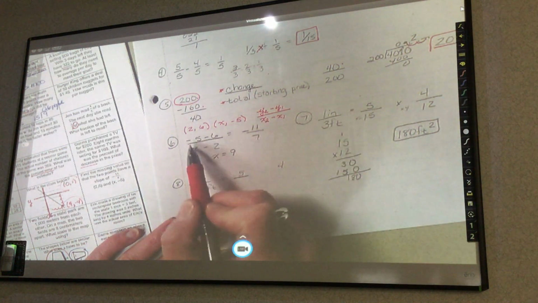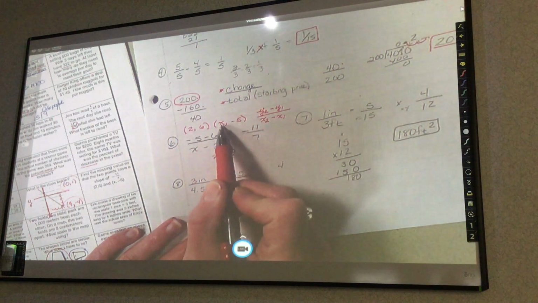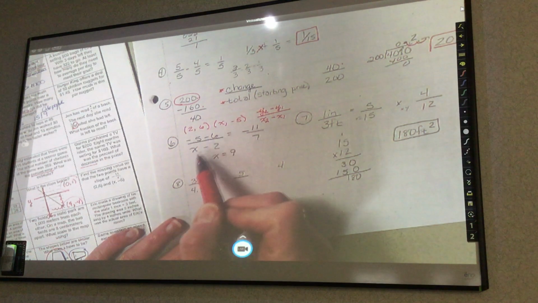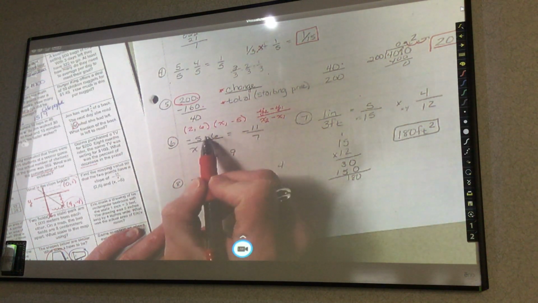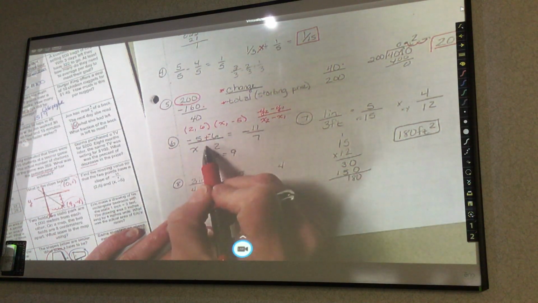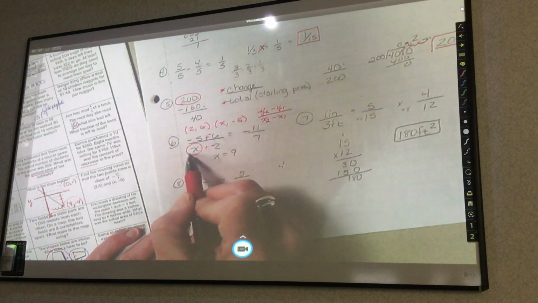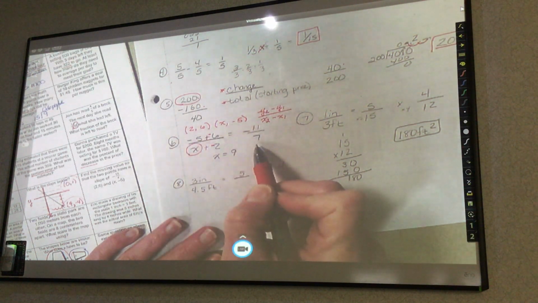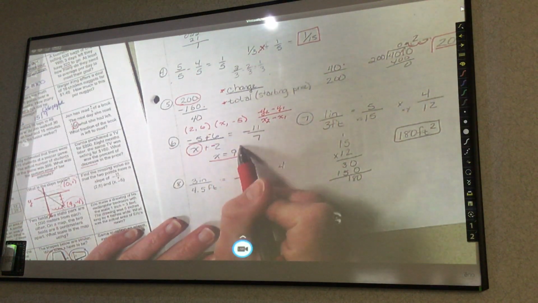So y2 is a negative 5, minus y1 is 6, x2 is x, minus x1 is 2. So it's keep, change, change, that's my negative 11. So what can I put in for my x to equal 7? Well, what minus 2 is 7? 9.